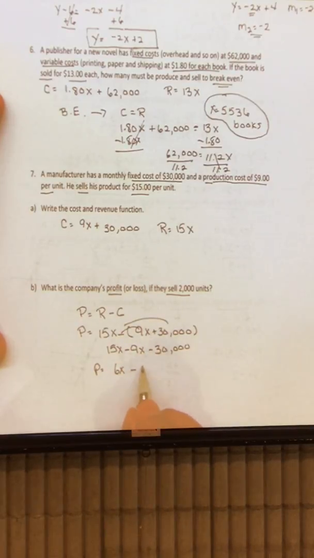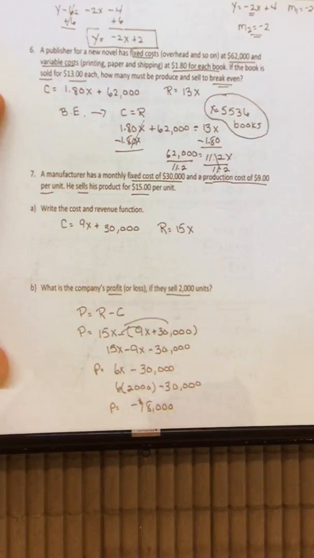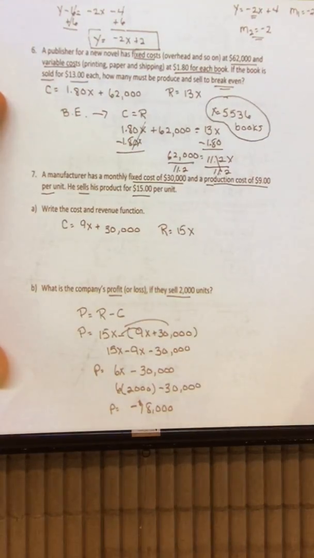minus 30,000. Now substituting the 2,000 units into your x, you have 6 times 2,000 minus 30,000, and that equals a negative 18,000, which means he lost $18,000 for producing 2,000 units.